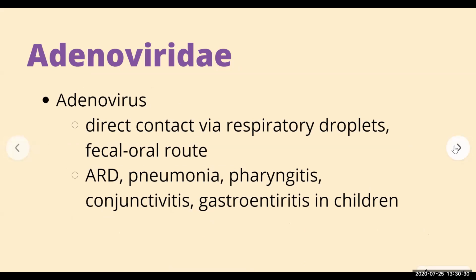We go now to Adenoviridae. So, under Adenoviridae, you have your adenovirus. The adenovirus is transmitted through direct contact via respiratory droplets or through the fecal-oral route. Now, your Adenoviridae is the cause of your upper respiratory tract infection. So, among these, you have your pneumonia, pharyngitis, conjunctivitis, and sometimes gastroenteritis in children. So, ARD is acute respiratory disease. Acute respiratory disease muna siya. So all of these are upper respiratory tract infections.